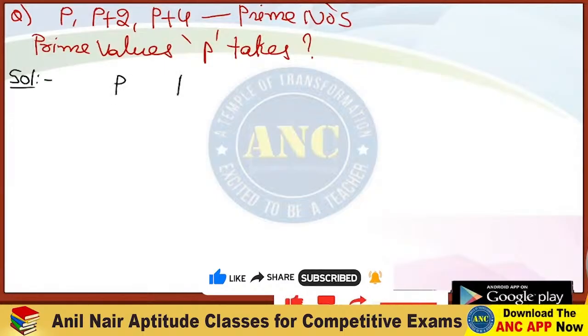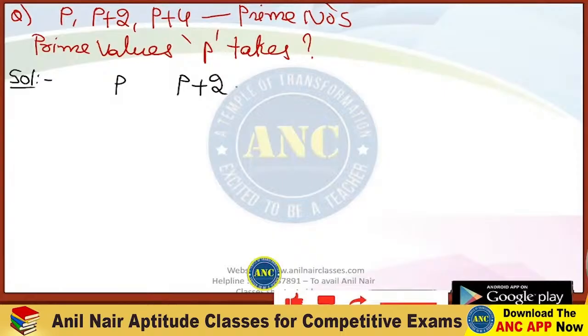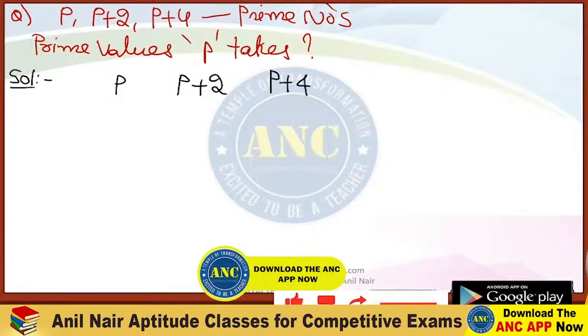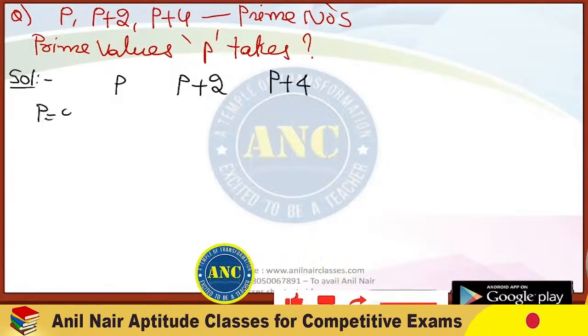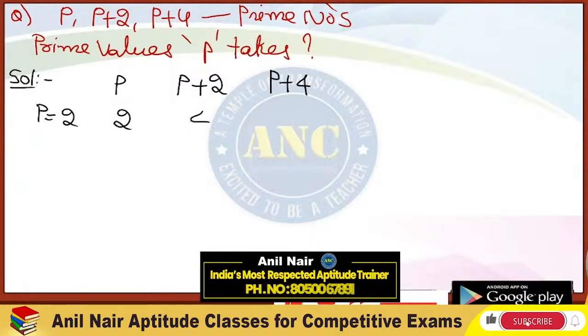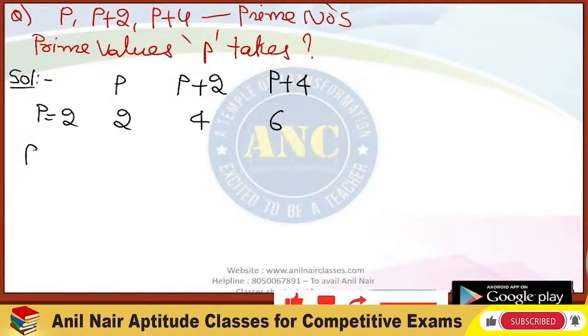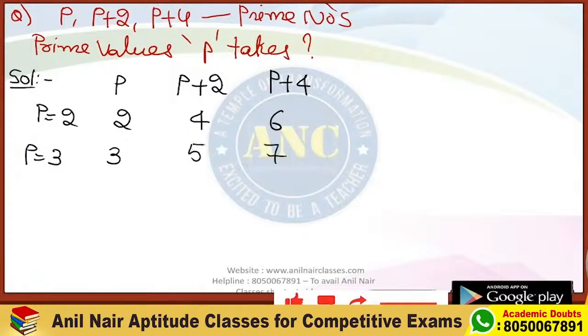P, P plus 2, P plus 4. The lowest prime number is 2. So 2 plus 2 is 4, and 2 plus 4 is 6. The next prime number is 3. P equals 3: 3 plus 2 is 5, 3 plus 4 is 7. Any prime number greater than 3 is of the form 6k plus or minus 1.